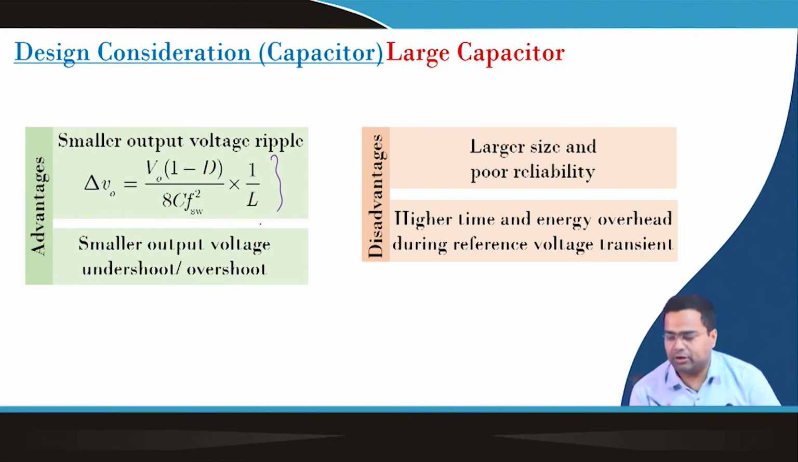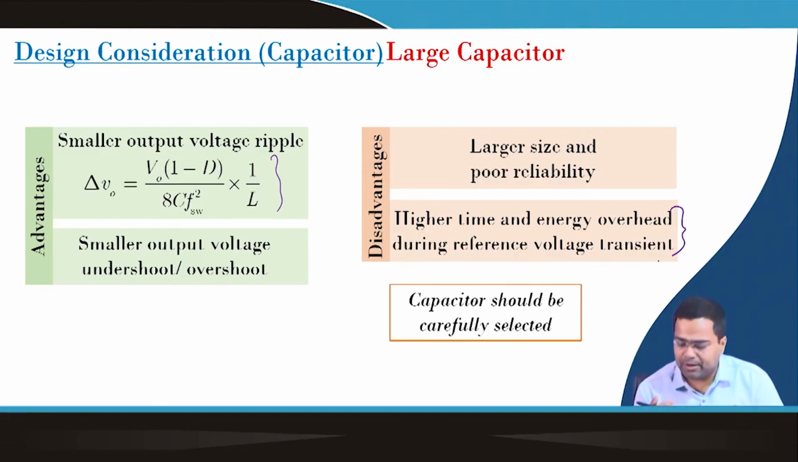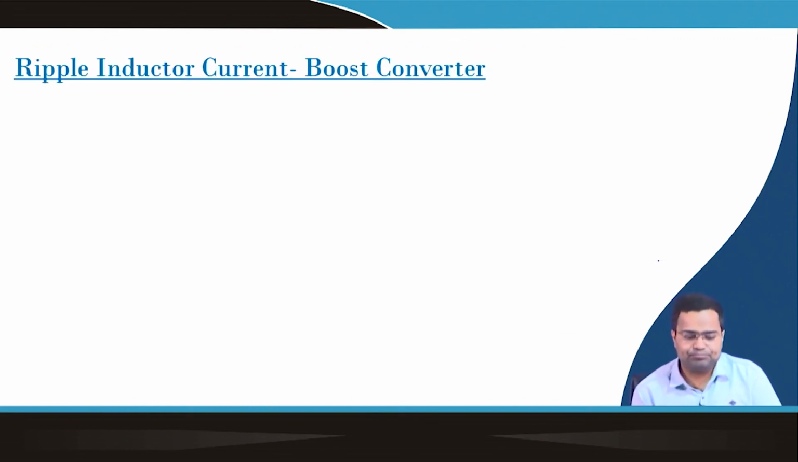And also, we have not discussed here, in future we will discuss, a larger capacitor requires more energy when we want to change the output voltage of the DC-DC converter. This is important for dynamic voltage scaling, and it is also important for shifting of the DC link voltage of a DC-DC converter. So, larger capacitor requires more energy for shifting from one voltage level to the other voltage level. So, it will increase energy overhead as well as time overhead. So, we have to select capacitor carefully.